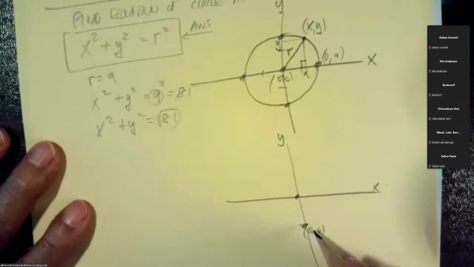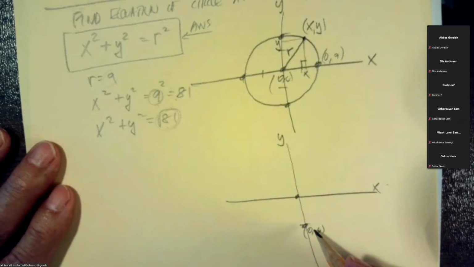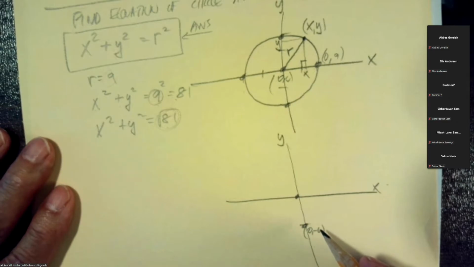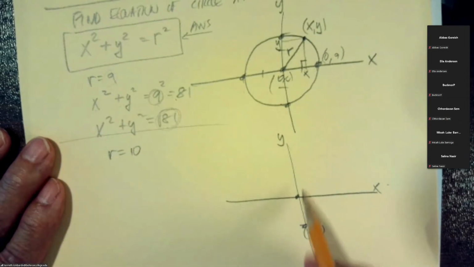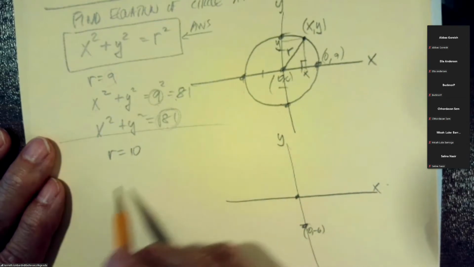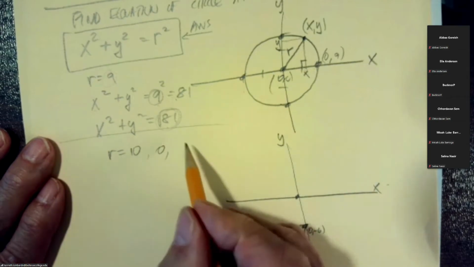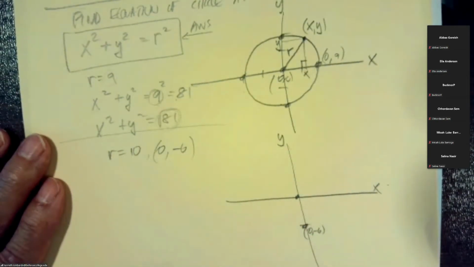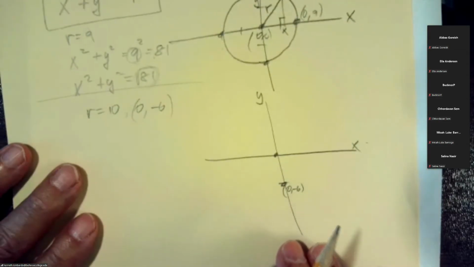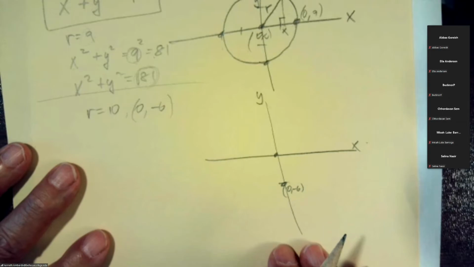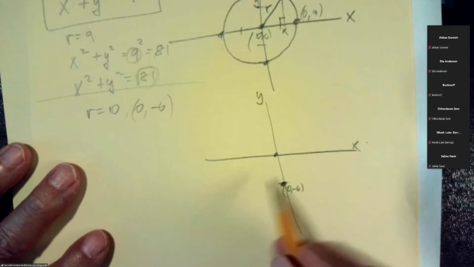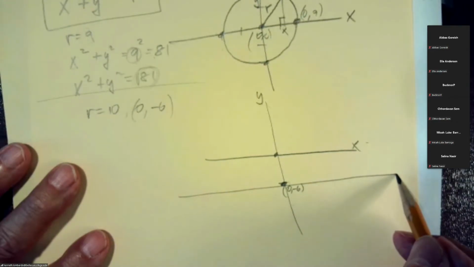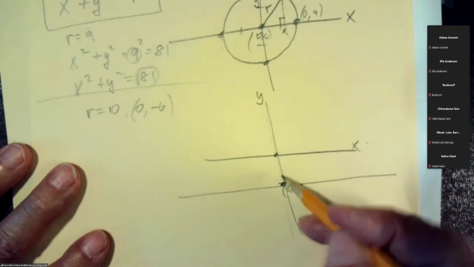And I give you, let's say, a radius of 10. So if R equals 10, and the center of the circle is located at 0 and -6, and I ask you to plot points on that circle and give me the equation of that circle. Let's see, you'd say, well, the center's here. I can draw a line through there, and I already have a line through there.